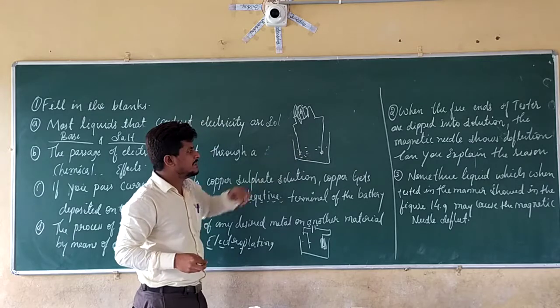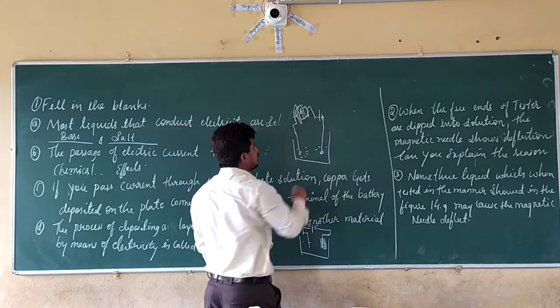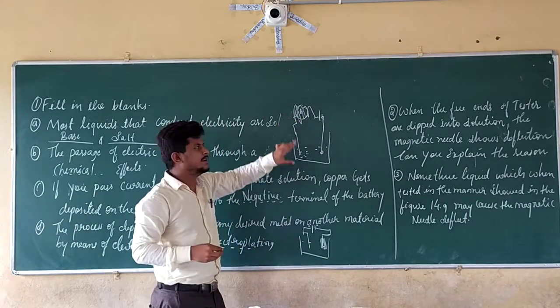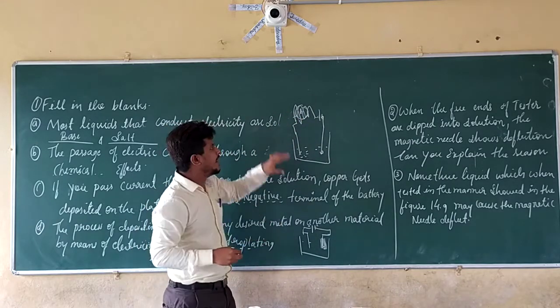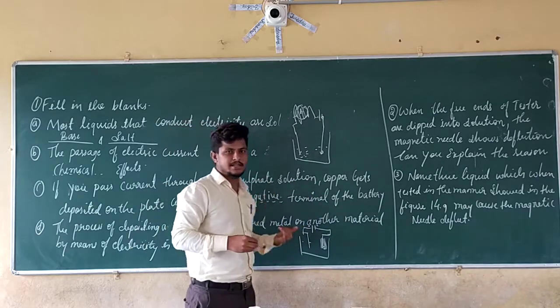So when we dip that in the solution, which is connected to a battery, what is going to happen? The magnetic tester is showing the deflection. The needle is showing the deflection. So what does it mean? Why is it showing the deflection? We have to give a reason here.